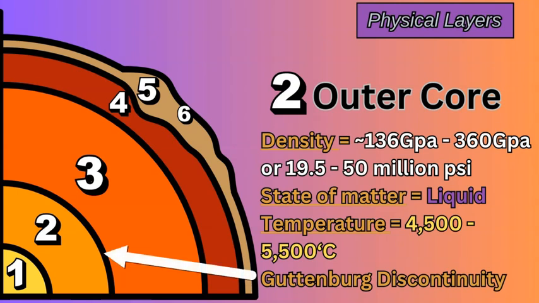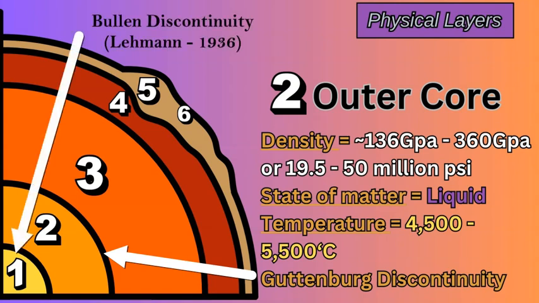Now, this also refers to the Gutenberg discontinuity, which is the boundary between the outer core and the next layer, the mesosphere, and also the Bullen discontinuity, which is the boundary between the outer core and the inner core.